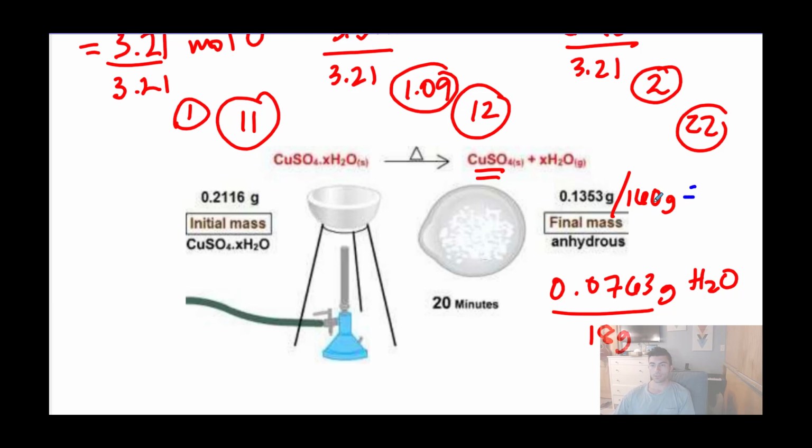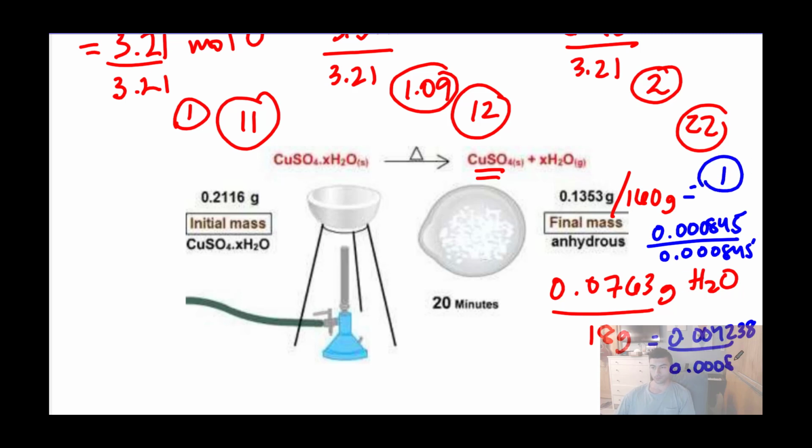And if we do this math, 0.1353 divided by 160, we get 0.000845. And 0.0763 divided by 18, we get 0.004238. And then if we divide by the lowest amount, which is going to be this one, obviously, 0.000845, we get about 5. So that tells me the missing number here was 5, so this is copper 2 sulfate pentahydrate.